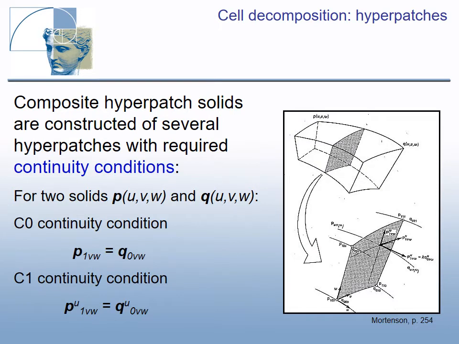Composite hyperpatch solids are constructed of several hyperpatches with required continuity condition. For two hyperpatch solids, the C0 continuity condition means that they share the same surface patch as a face of contact, and the C1 continuity condition means that the derivatives by one of parameters are equal at the shared face as illustrated by the image.